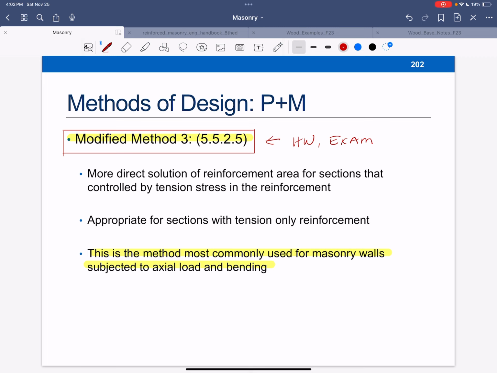More direct solution of reinforcement. Okay, so typically these are controlled by tensile stress, and we'll check that, but this is a more direct solution than some of the others that are in here. It's appropriate for sections with tension only reinforcement, in other words, no compression reinforcement, which we haven't done anyway, and it doesn't add that much. And it's the most commonly used one, as I mentioned.